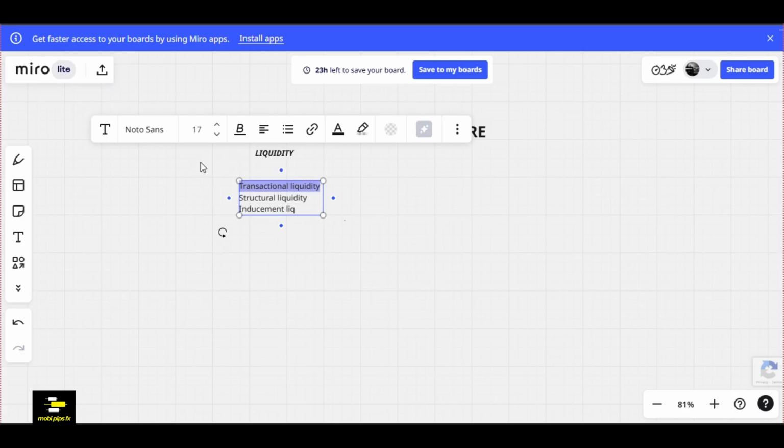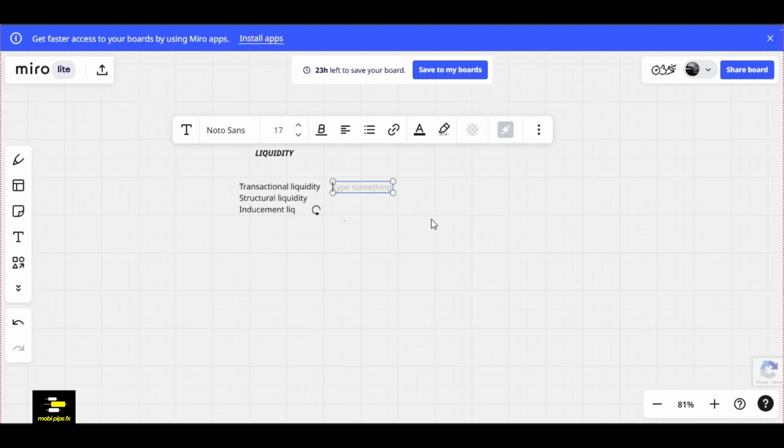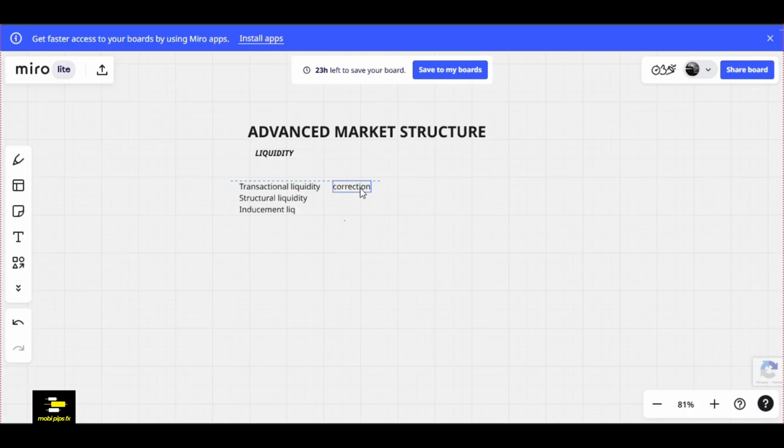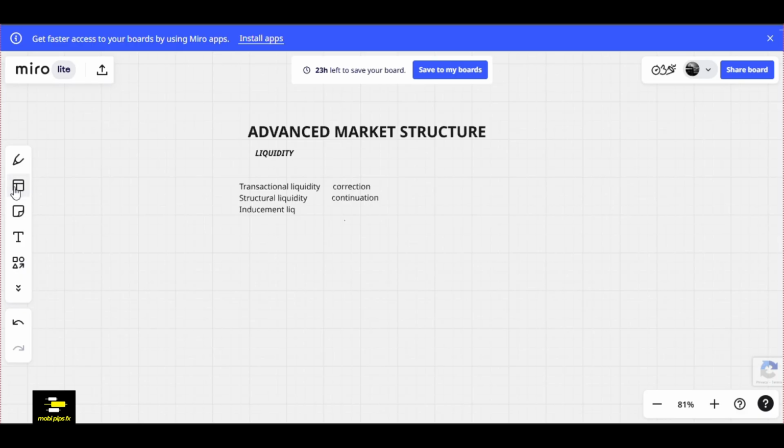Basically, what we are trying to address here is that these are the three major types of liquidity. What is transactional liquidity for? Transactional liquidity is for correction. Structural liquidity is for continuation. And finally, inducement liquidity is for expansion. Today's session won't be that long.